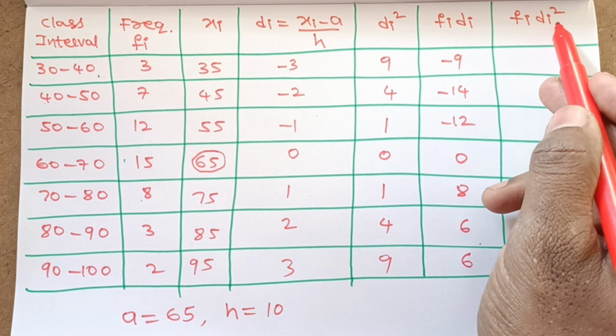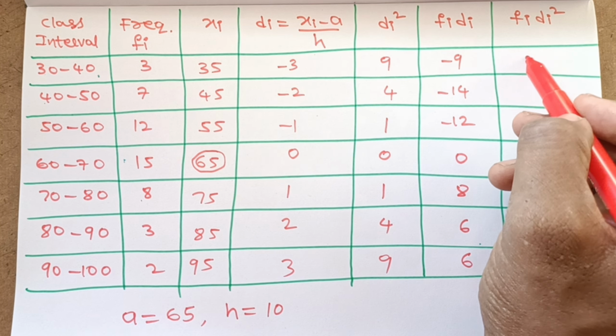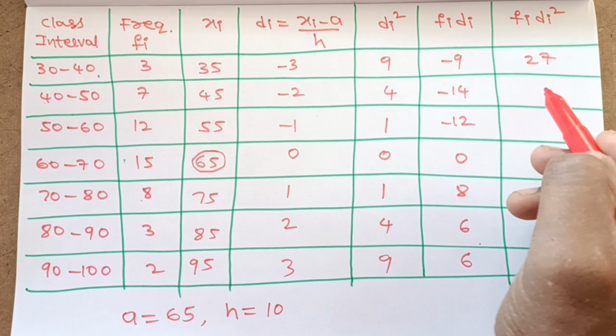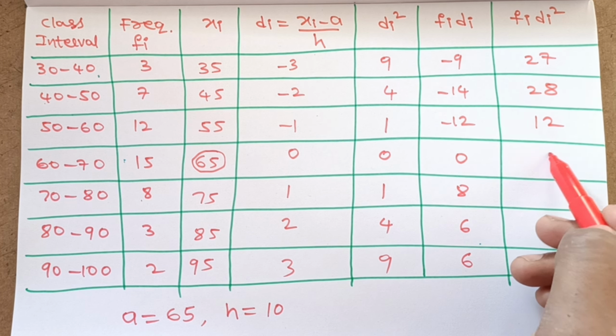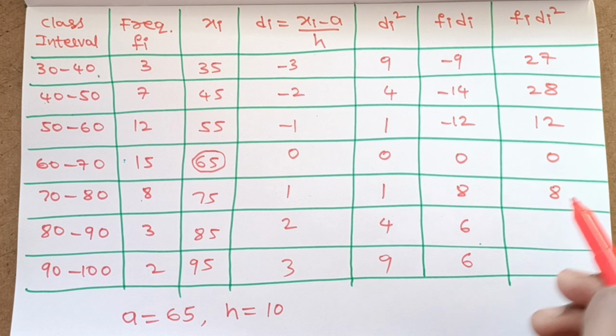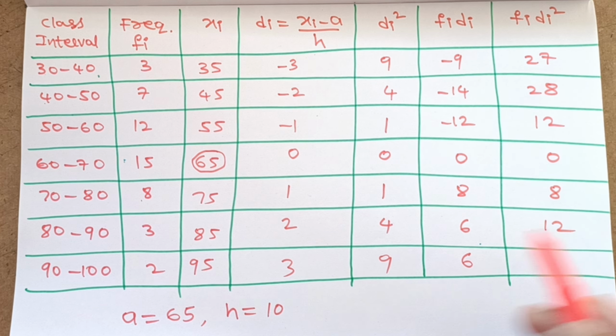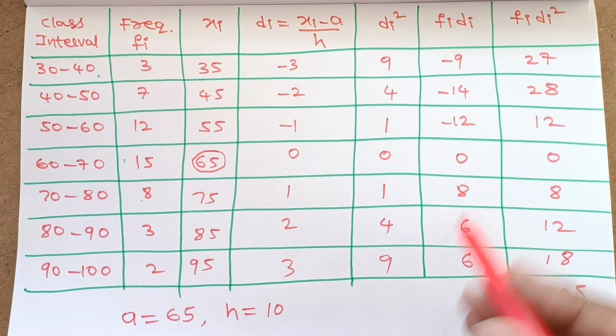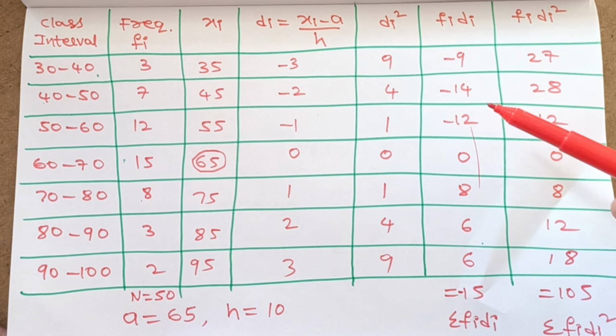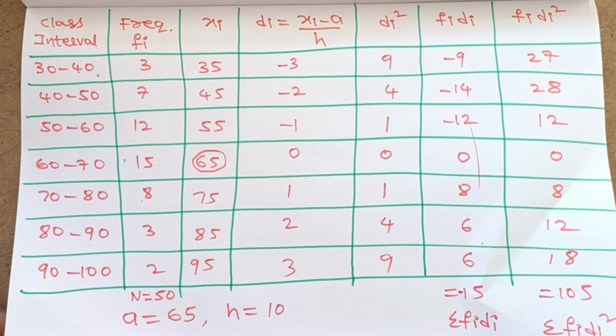Next, fi di square: 3 into 9 is 27, 7 into 4 is 28, 12 into 1 is 12, 15 into 0 is 0, 8 into 1 is 8, 3 into 4 is 12, 2 into 9 is 18. Now we add all of these, so we get 105. This is sigma fi di square. And again adding the fi di values, we get minus 15. That is sigma fi di. Now we can calculate the variance and standard deviation.